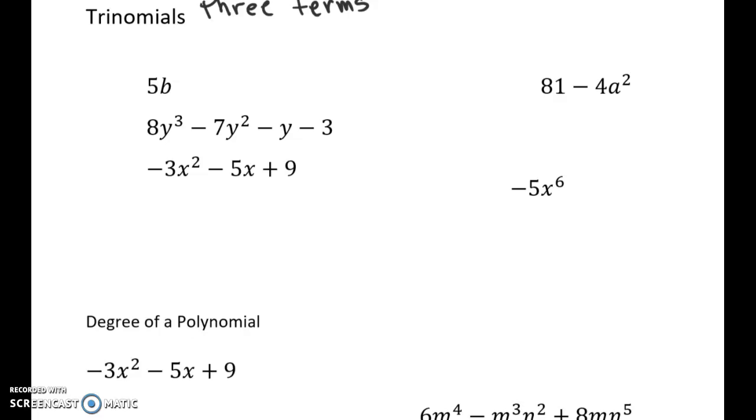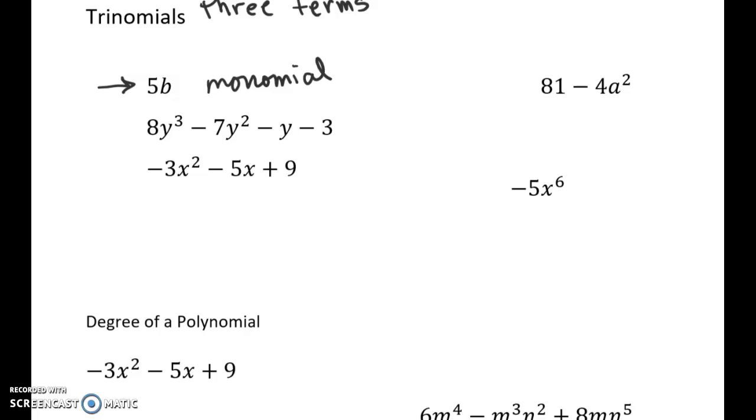So the first thing they want us to do is tell whether it's a monomial, a binomial, a trinomial, or a polynomial. So we're going to look at this expression right here. By the way, these are all expressions, not equations. 5b. So that's going to be a monomial because it's just one term. 5 is a constant, but it's 5b. So 5 is the coefficient for that term.